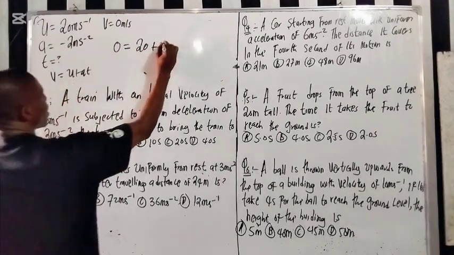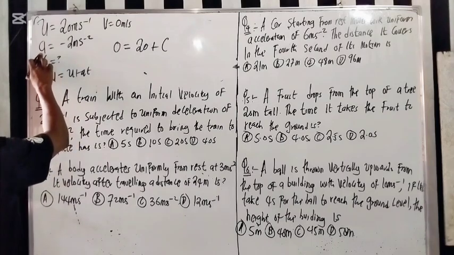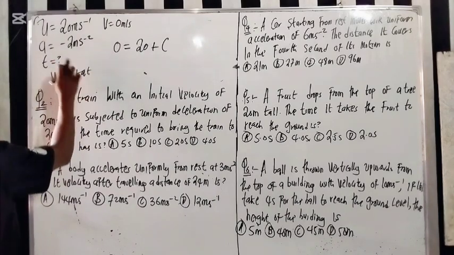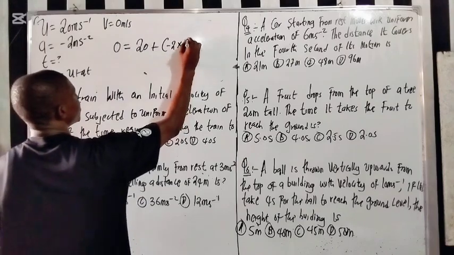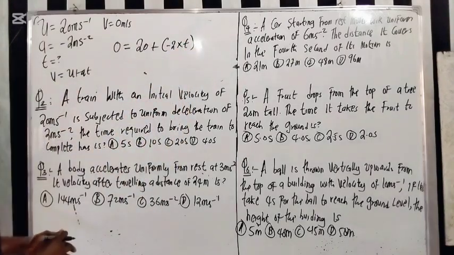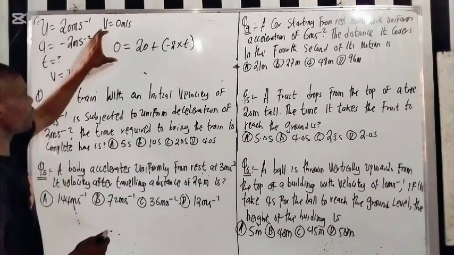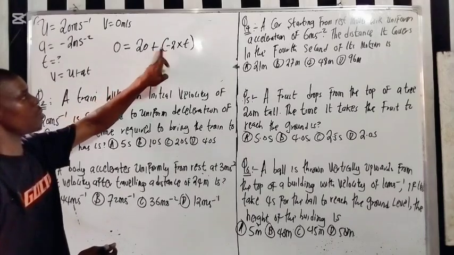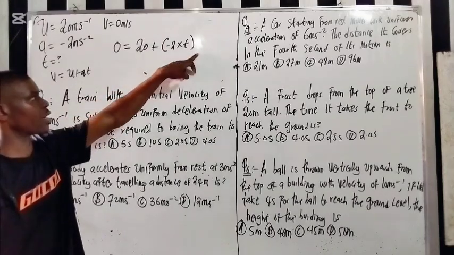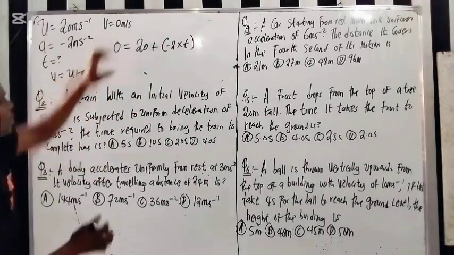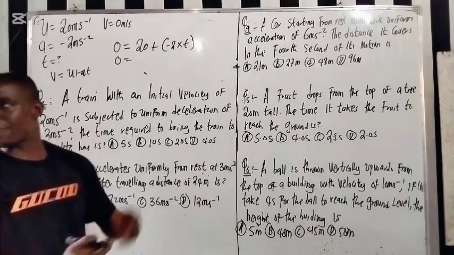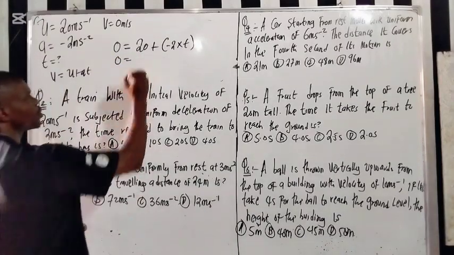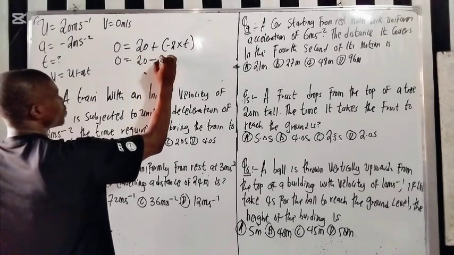Then remember this here, these two I'll put in brackets. Why? Because there's a minus. So it's going to be minus 2 times what? C. Can you see that? So it's going to be 0 equals 2 plus, bracket, minus 2 times what? C, close bracket. So when you look at it very well, it's going to be 0 equals plus times minus is what? Is minus. So it's going to be 20 minus 2c.